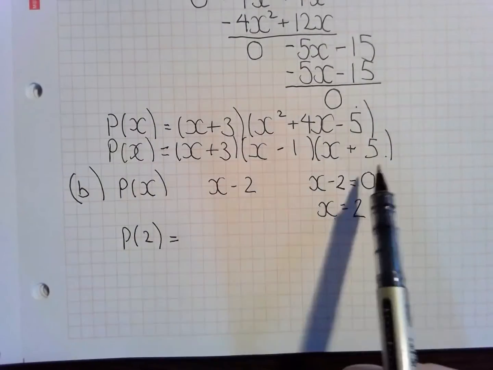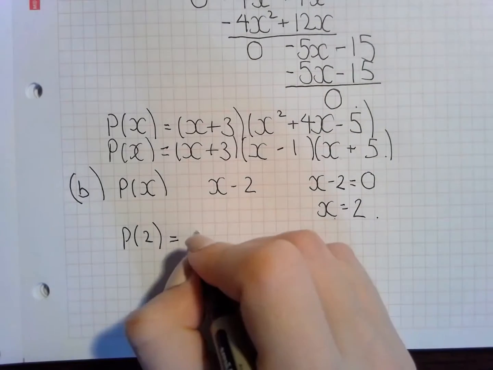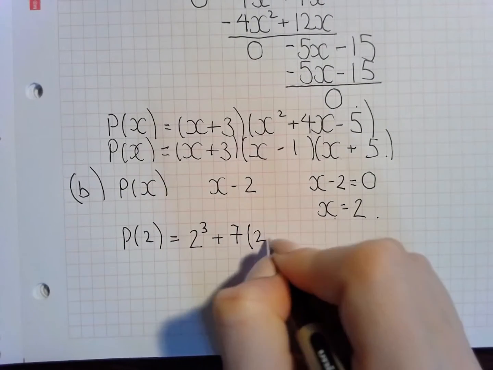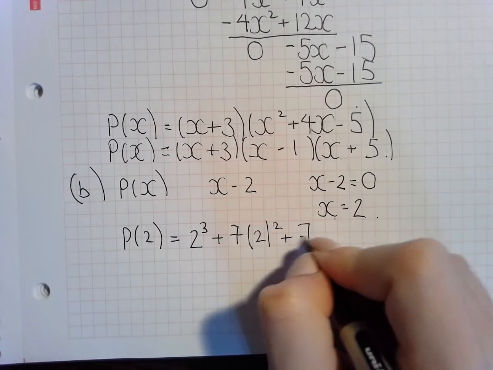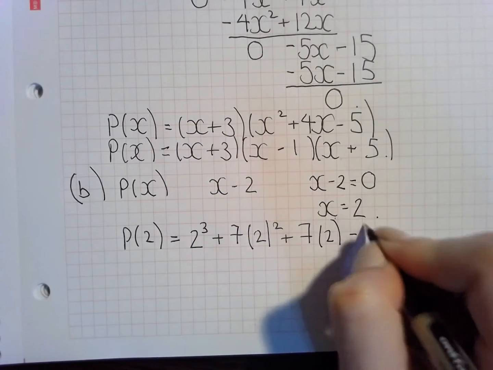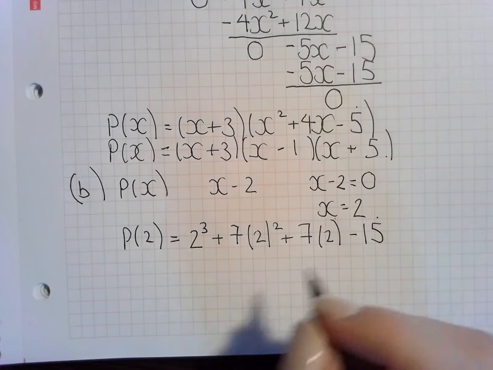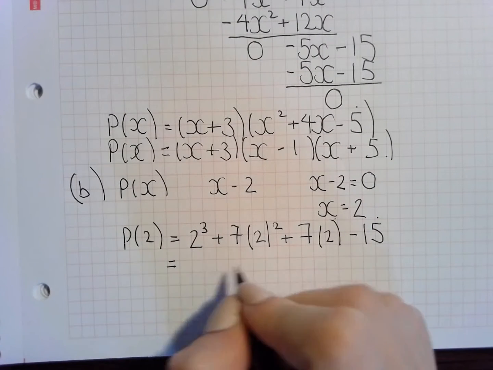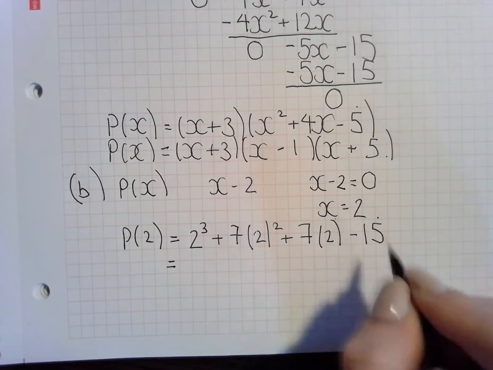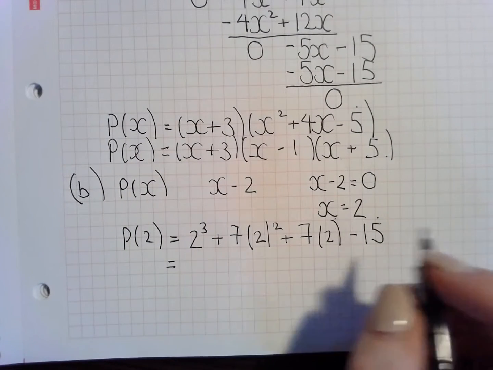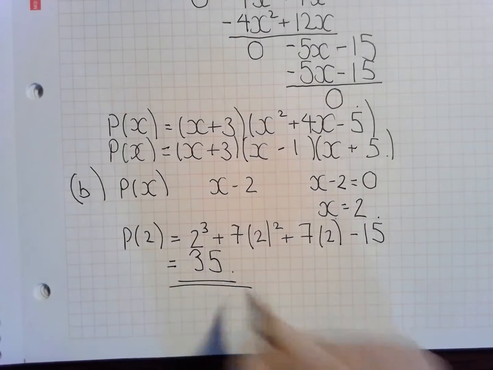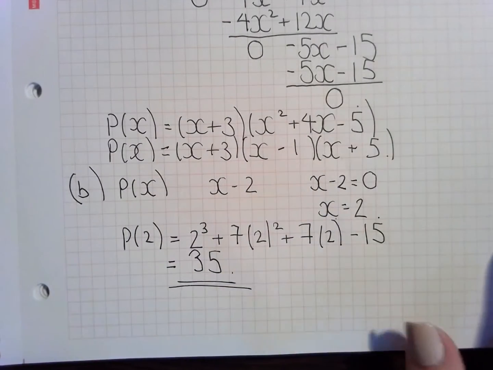Or you can plug it into the original one for ease. We're going to go 2 cubed plus 7 times 2 squared plus 7 times 2 minus 15. And we will find that if you multiply it all out, you're going to get 35. And that's the remainder.